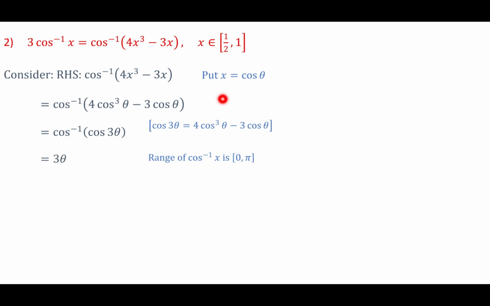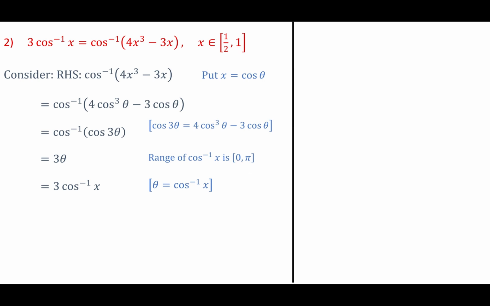Where theta is, from the considering part, cos inverse x. So in place of theta, I will write cos inverse x. So it will be 3 cos inverse x, which is our left hand side part. We proved. But still we have to prove that this 3 theta lies in this range, the range of cosine inverse x.